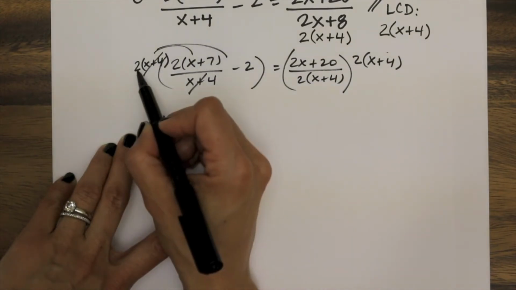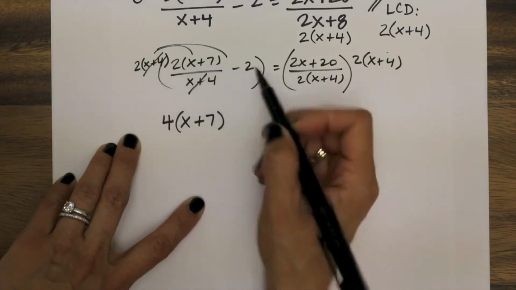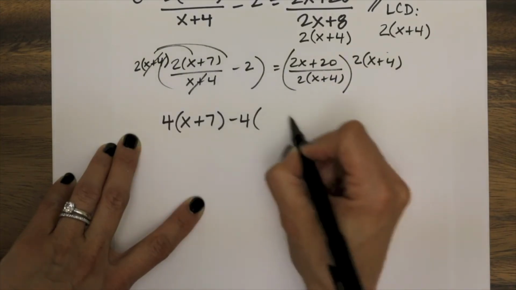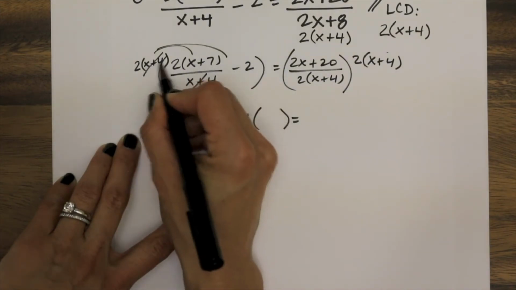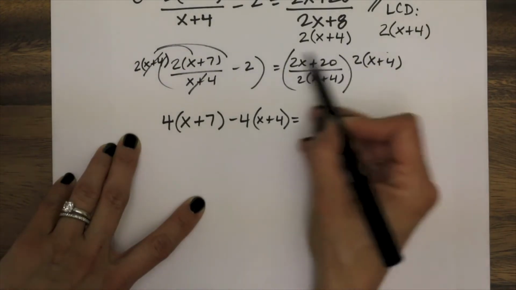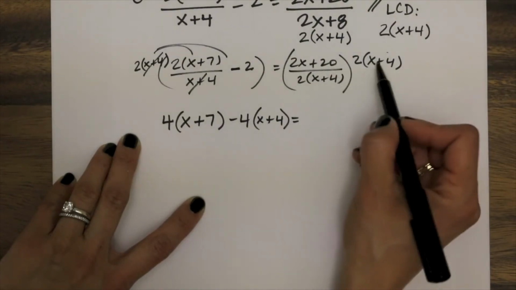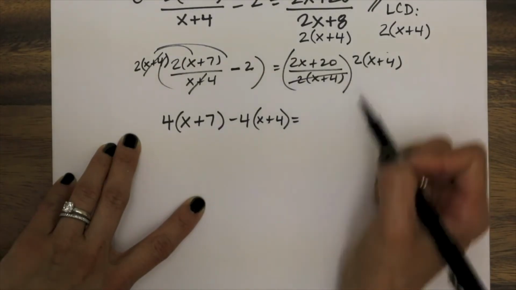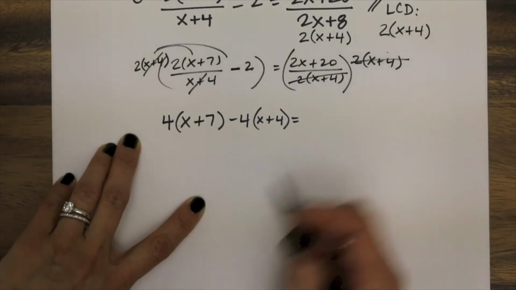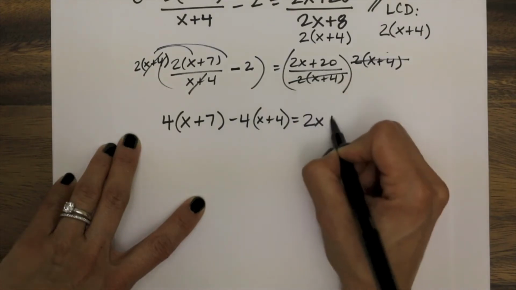Because there's a 2 we're multiplying, I'm going to think of this as 2 times negative 2, or negative 4, but there's still a quantity x plus 4 with it. On the right side, you just have one fraction, so there's no need to distribute. Now here, this whole 2 times the quantity x plus 4 cancels with the 2 times the quantity x plus 4. So the only thing you have left is 2x plus 20.